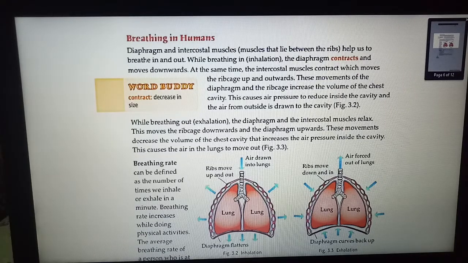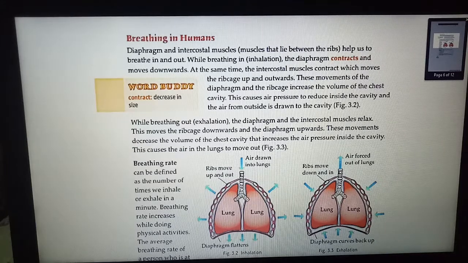Diaphragm and the muscles that lie between the ribs, known as intercostal muscles, help us to breathe in and out. Now what is diaphragm first? Yesterday I told you diaphragm is a dome-shaped muscular structure that separates rib cage from abdomen. Abdomen is the part of the body below the chest. So abdomen and the chest cavity are separated by the diaphragm. Diaphragm is a muscular structure.